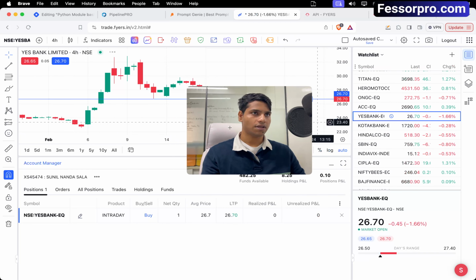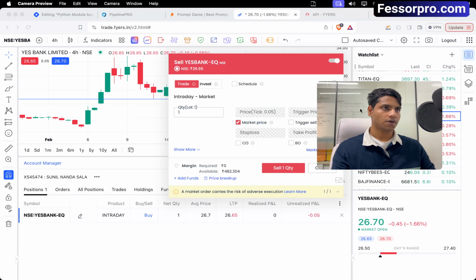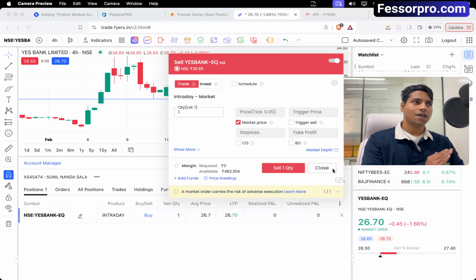So you just click on Yes Bank, click on either this blue button to buy a stock or this red button to sell a stock. So this is how you place an order manually. I'm going to show you how to place the same type of order by using Python code. Now, order itself is a little complicated, so I want you to pay attention to each and every thing that I will be discussing in this video.